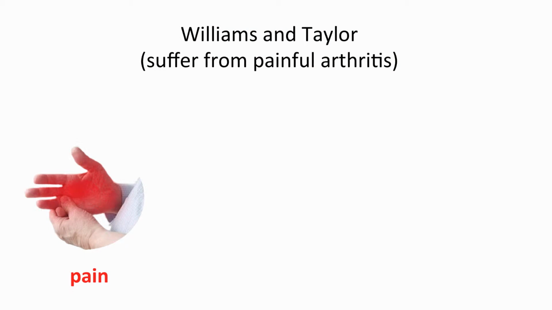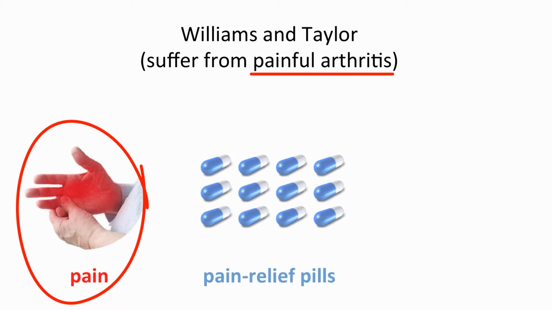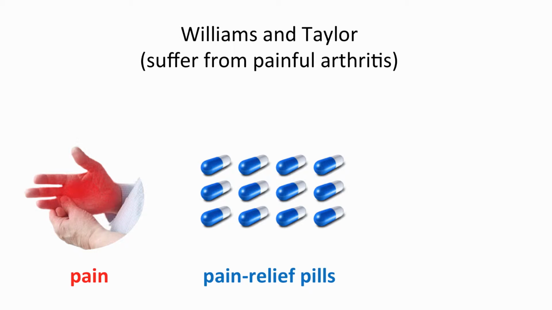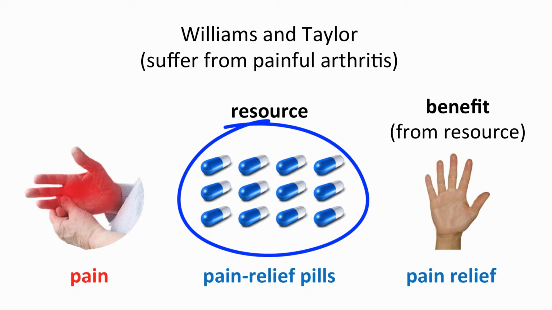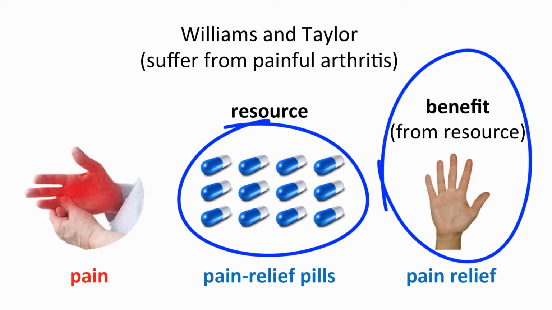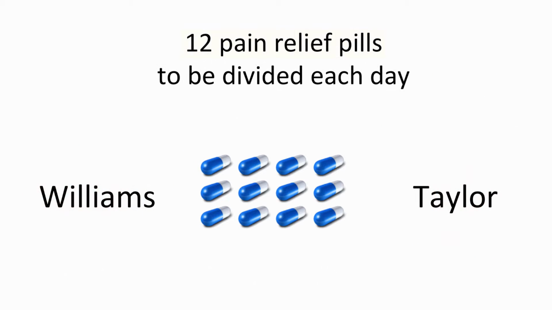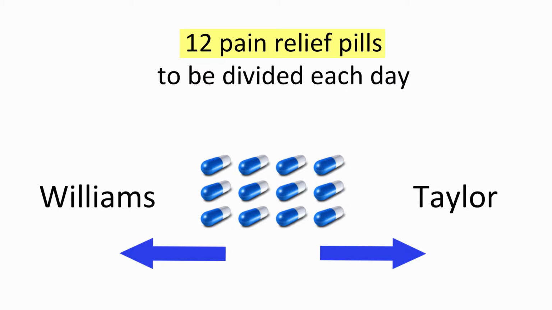Imagine a situation with 2 people, Williams and Taylor, who both suffer from an identical form of painful arthritis. We have some pain relief pills that will completely relieve their pain with no bad side effects, but only for a limited time. In this example, the resource we need to divide is the pain relief pills, and the benefit received from the resource is pain relief. There are 12 pills in total to be divided between Williams and Taylor each day.